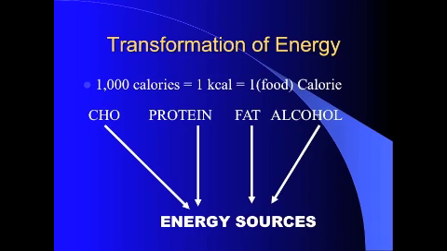We get our calories or energy from 4 different sources. 3 energy-yielding sources: carbohydrates, protein, and fat, and another energy-yielding source that isn't a nutrient, alcohol, which is a toxin.